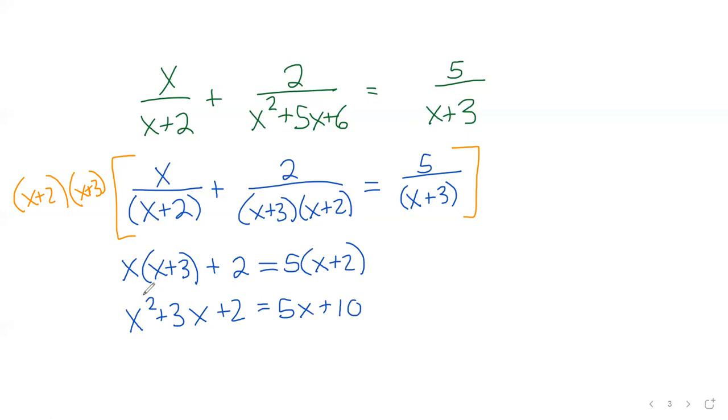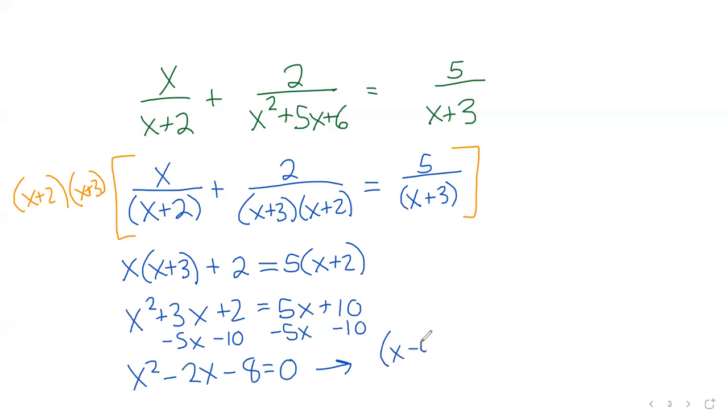Again, we recognize that it's a quadratic, so we need to get one side equal to 0. x squared. So let's see, plus 3x minus 5 minus 2x minus 8 equals 0. That one will factor easily enough. So we'll do x minus 4 and x plus 2 equals 0. x equals 4 and x equals -2.